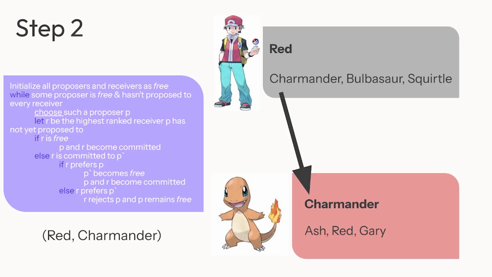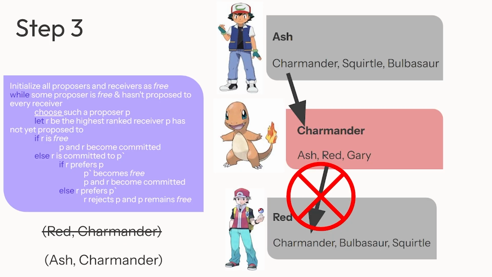Next up, we choose a different proposer, in this case it's Red, and we look at his highest ranked receiver, which is Charmander, and since Charmander is currently free, Charmander and Red become a committed pair. Next up, we choose our last proposer, Ash, and we look at his highest ranked receiver, which is Charmander, except we know that Charmander is already in a pair with Red. So we skip the first part of the if-else statement and we go to the else, where Charmander is already committed to Red. And so now we can look at Charmander's ranked proposers, and we see that Charmander actually prefers Ash over Red. So in this case, Red now becomes free, and Ash and Charmander become a committed pair instead.